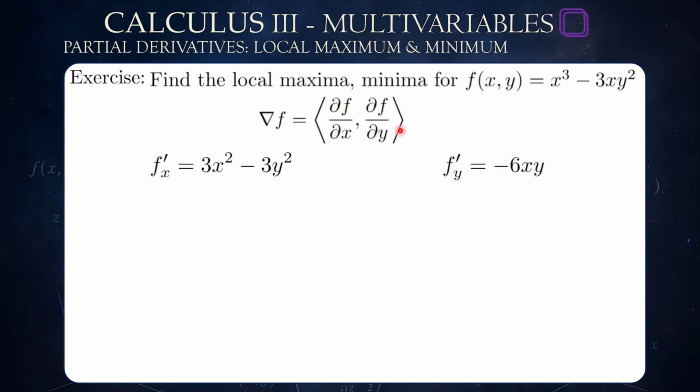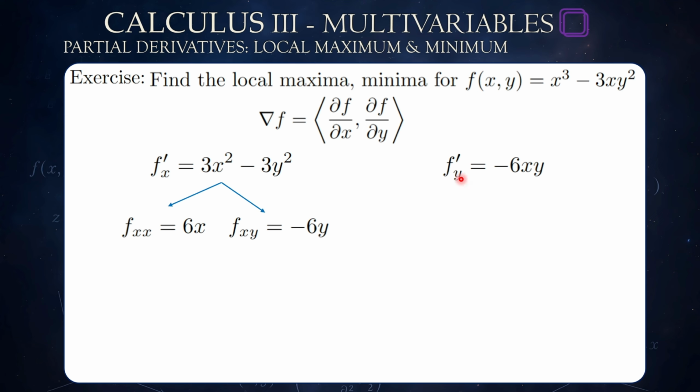Now, this is when you start understanding what fxx, fxy, fyx, and fyy mean. So, here you have fxx, the second derivative of f prime x in respect of x. So we are deriving for the second time f prime x in respect of x, which gives us 6x. fxy is the derivative of that same function, the first derivative at x, but in respect of y, which is equal to minus 6y.